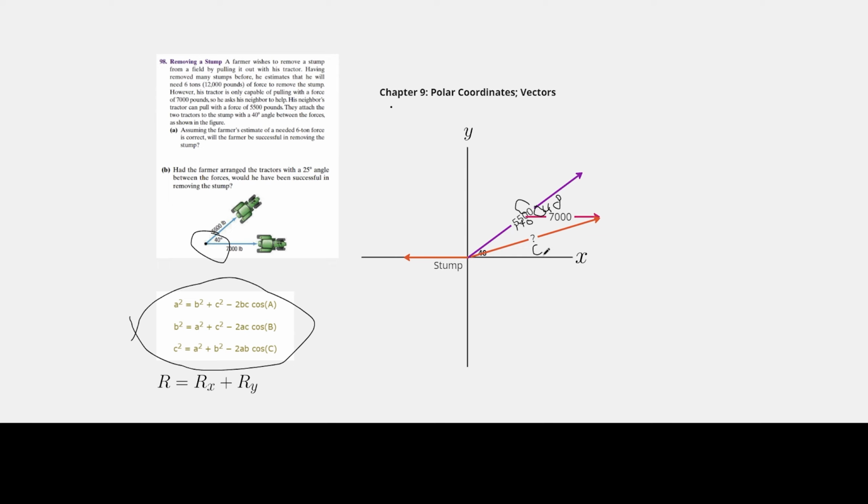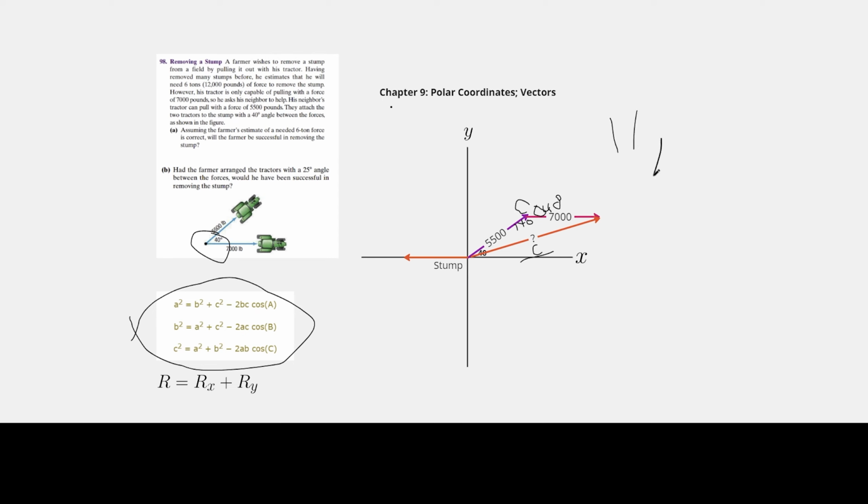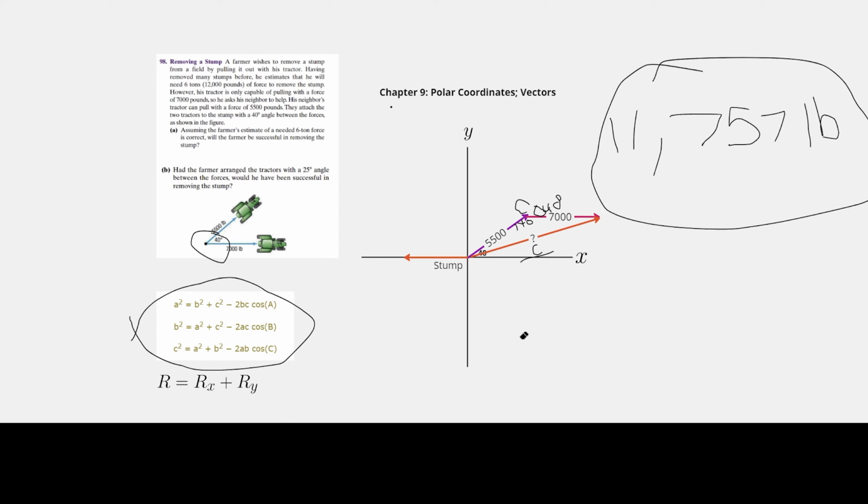Now all we have to do is solve for C. To speed things up, at the bottom I'm going to provide the equation while I plug these values into the law of cosines equation. And by doing that, you'll get the value of 11,757 pounds, which means that it is not successful for part A.